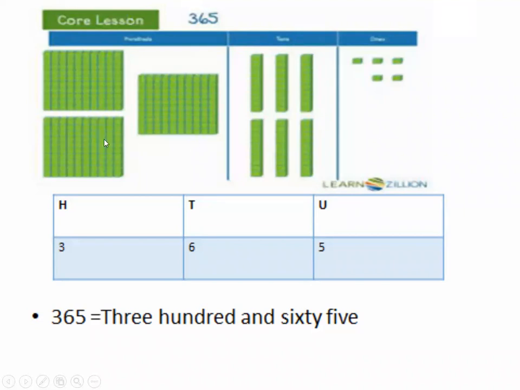So which number does this block show? This block shows the number 365. So we write this number in words like this: 365, THREE 3 HUNDRED 100, AND, SIXTY 60, FIVE 5. This number is called 365.